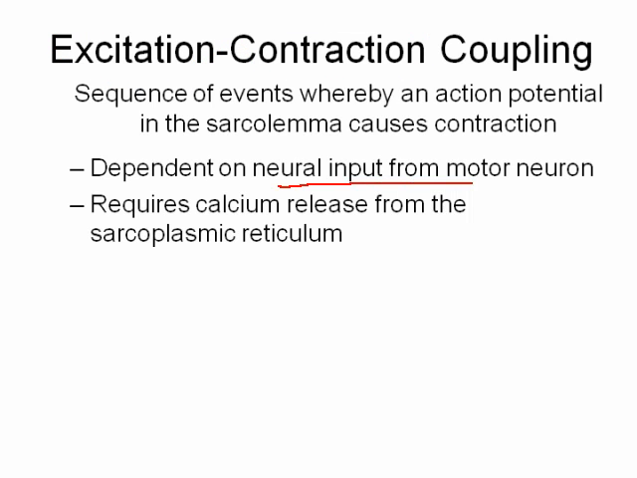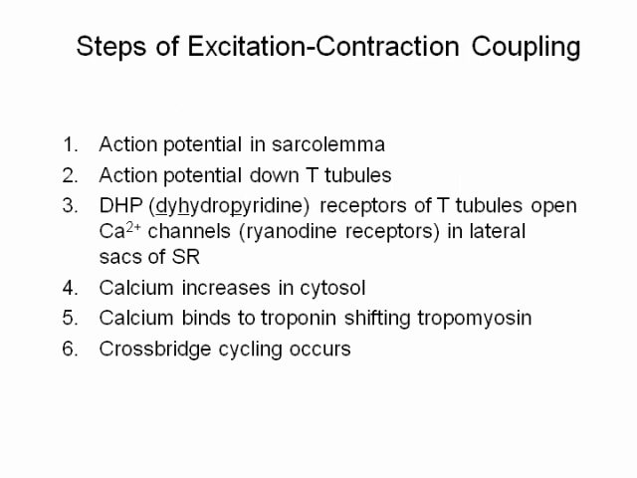And so, of course, it is dependent upon neural input from a motor neuron, because it is the release of the neurotransmitter that causes the action potential in the muscle membrane. And then, of course, the calcium release in the sarcoplasmic reticulum. We've talked about how calcium, by binding to troponin, is going to alter the ability of actin to bind to myosin. That calcium is coming from the sarcoplasmic reticulum, so we'll talk about the details of how that occurs in a few slides.